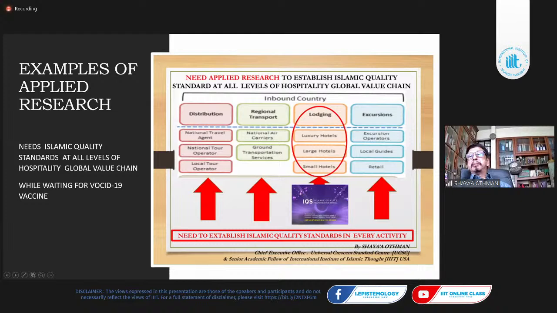Now, one master's student has done research on the Islamic quality standard for travel agents. One person is doing a PhD on the Islamic quality standard for hospitality entertainment. These are the areas. You look at the lodging area. What about regional transport? What about distribution? We have one research done on travel agents. What about other areas? There are many possibilities that we need to develop.